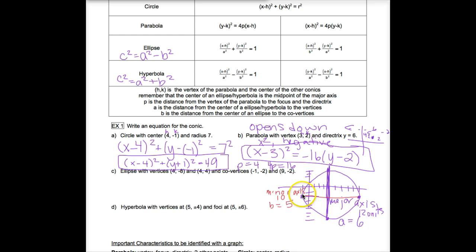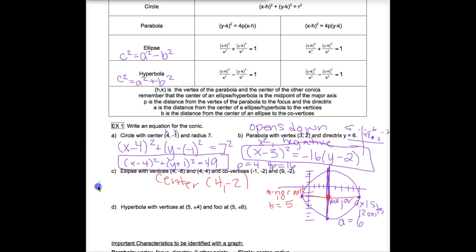So now I just need to figure out where that center is. Halfway between my vertices or my co-vertices is going to be my center. So if it's 12 units, that means I go 6 units in. It's where the two axes intersect. So it's going to be at 4, -2 is going to be my center. That helps me write it.